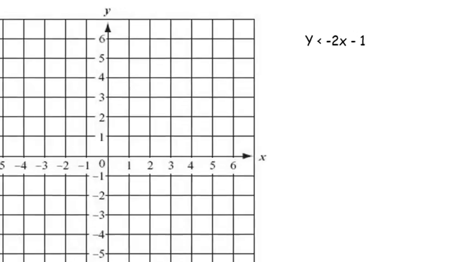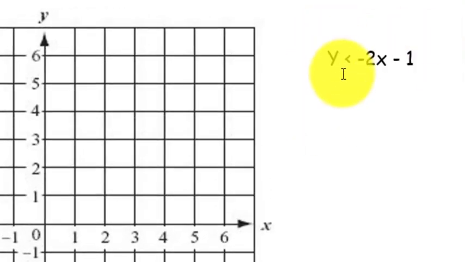Let's take a look at our inequality here. Y is less than negative 2x minus 1. What I want you to look at is that it's already written in slope-intercept form, and that's what we want because it's going to make it easier for us to graph. For now, think of that inequality as an equal sign just to help us graph it, but don't forget that it's not really an equal sign.